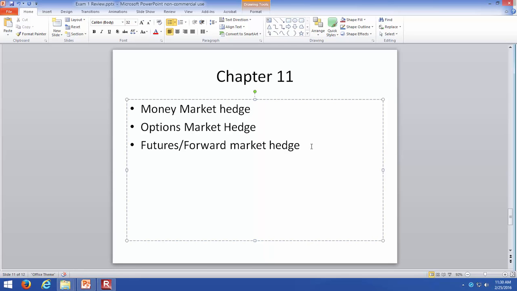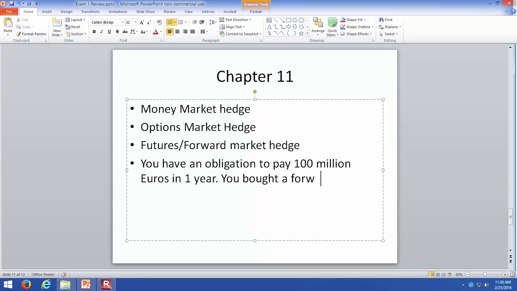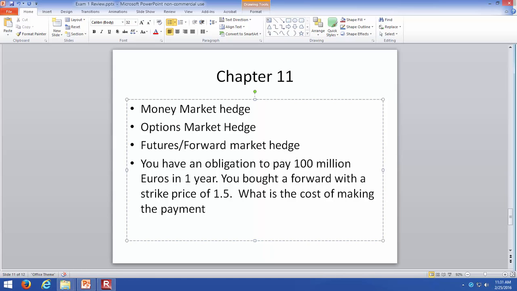Okay. So first let's look at the futures and the forward hedge. So let's do an example. You have an obligation to pay 100 million euros in 1 year. You bought a forward with a strike price of 1.5. Okay, what is the cost of making the payment? Okay, so that would be the type of question you can expect. So I think the one thing you want to be careful about is that we are talking about the cost of making the payment. Okay, so one of the big mistakes that people make is that they assume that this is the profit or loss.